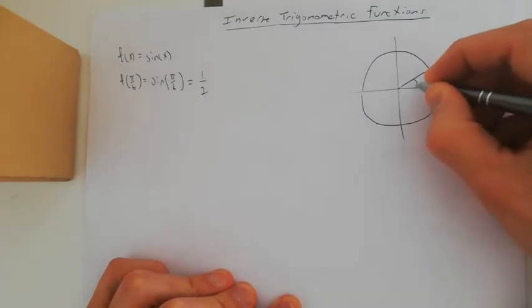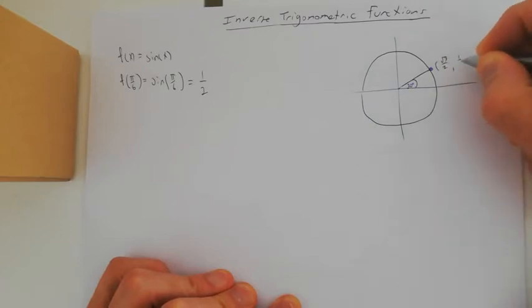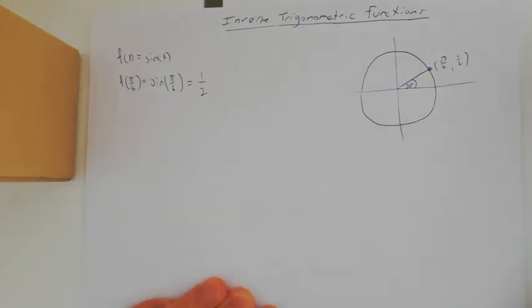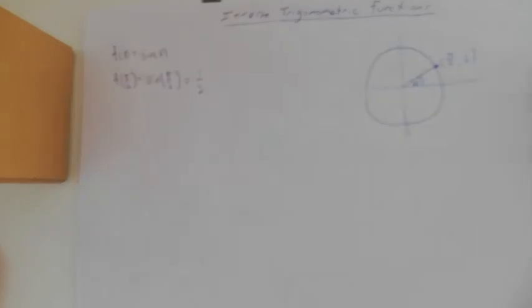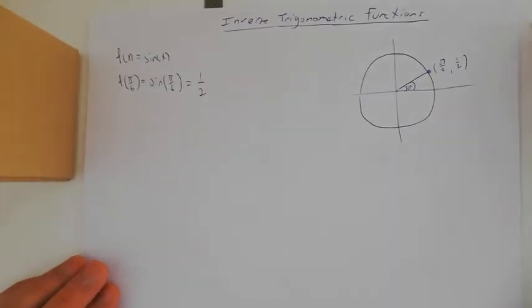So of course, if this angle is 30 degrees or pi over 6, this point is root 3 over 2 comma 1/2, and therefore sine of 30 degrees is the y coordinate of the point, which is 1/2.